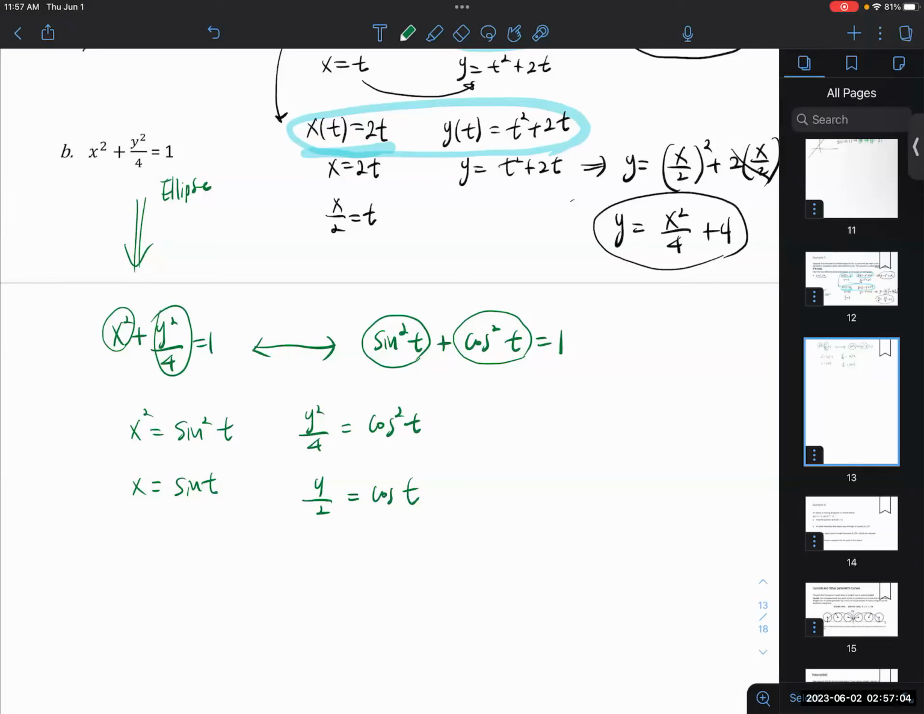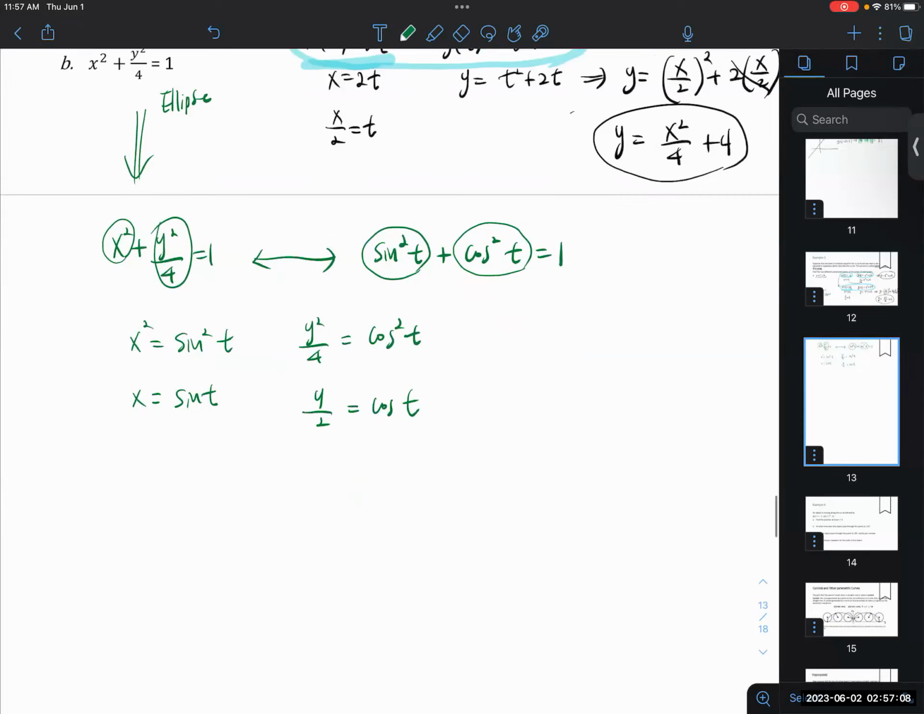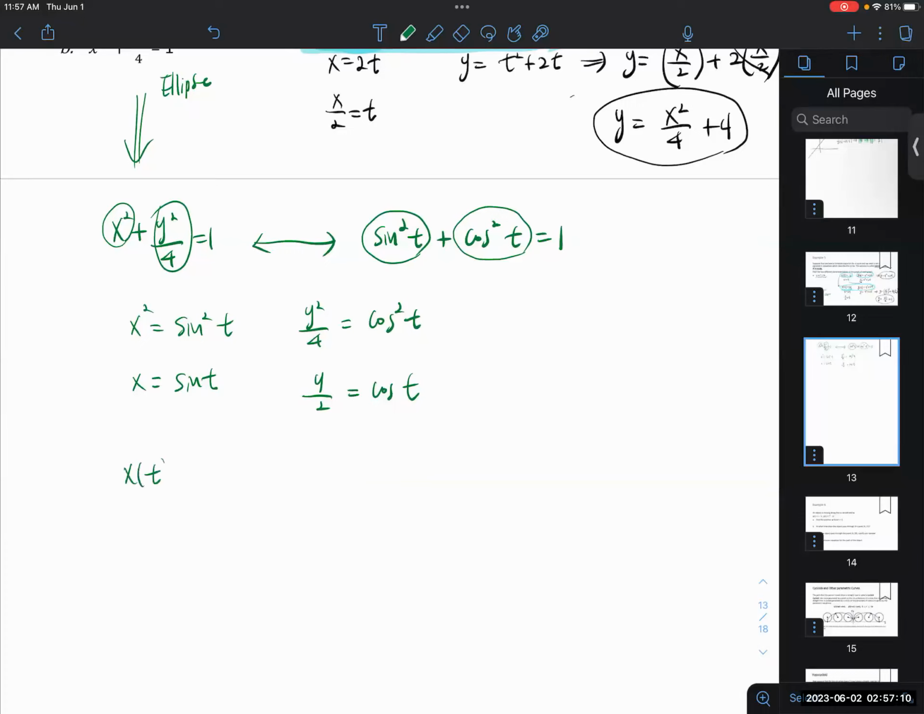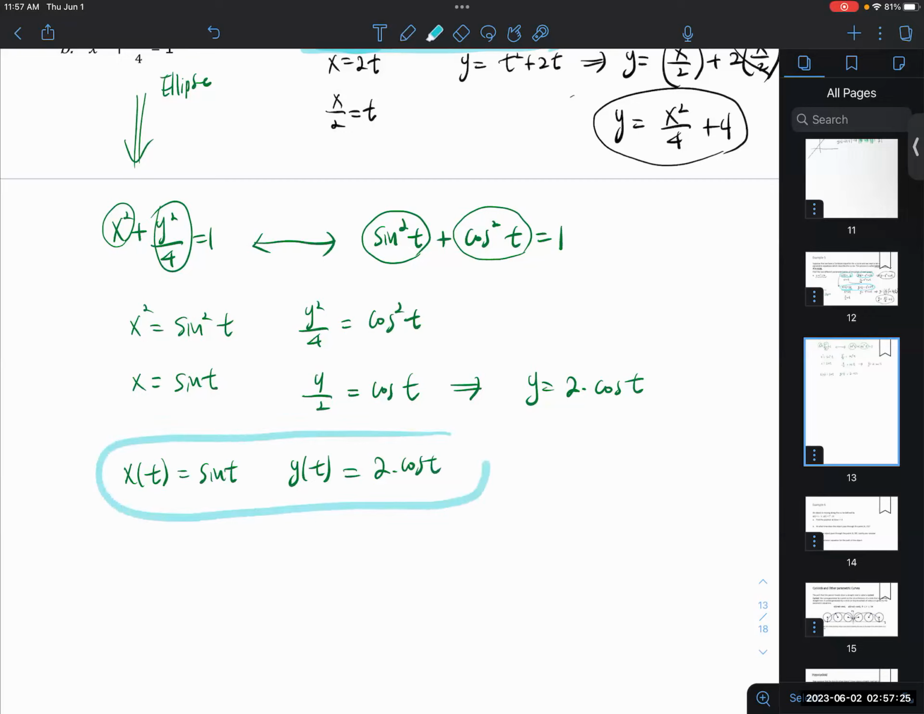So what are you guys gonna do? That's your possible answer. x of t equal to sine t, y of t equal to 2 times cosine t. This is your pair to get this parametric equation. You can find out more, but this is the simplest one.